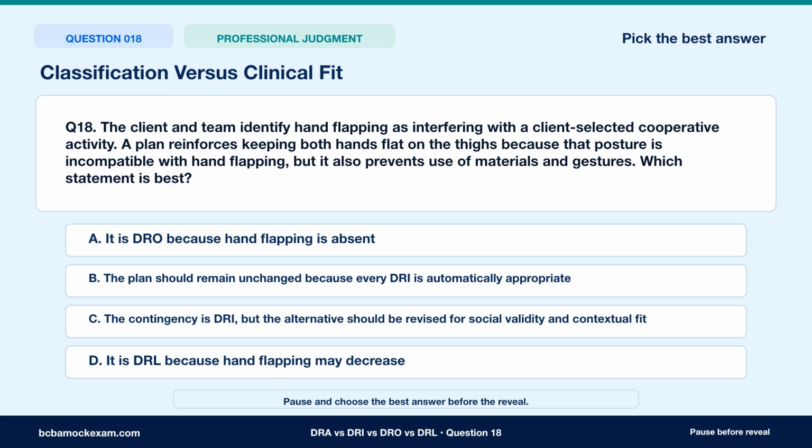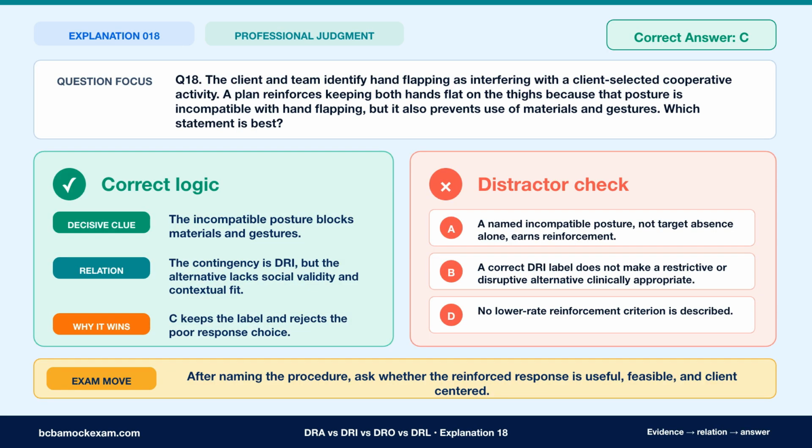Separate the technical label from clinical fit. Pause and choose. The most defensible answer is C. The contingency is DRI, but the alternative should be revised for social validity and contextual fit. The contingency is DRI, but the alternative lacks social validity and contextual fit.